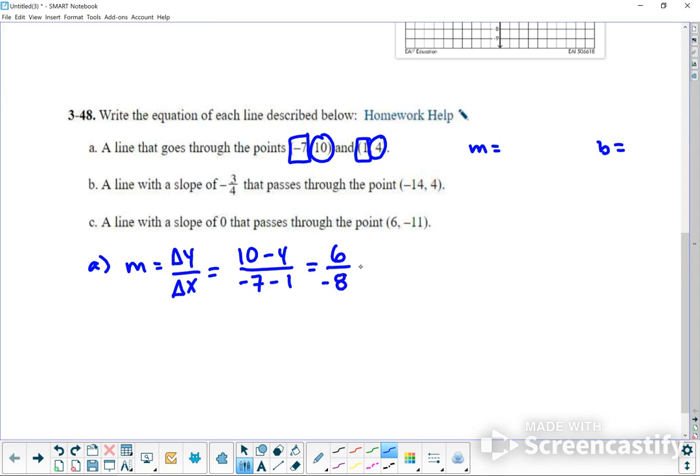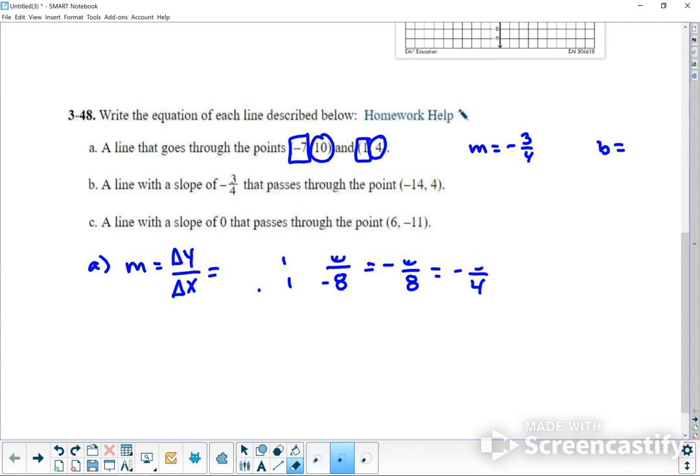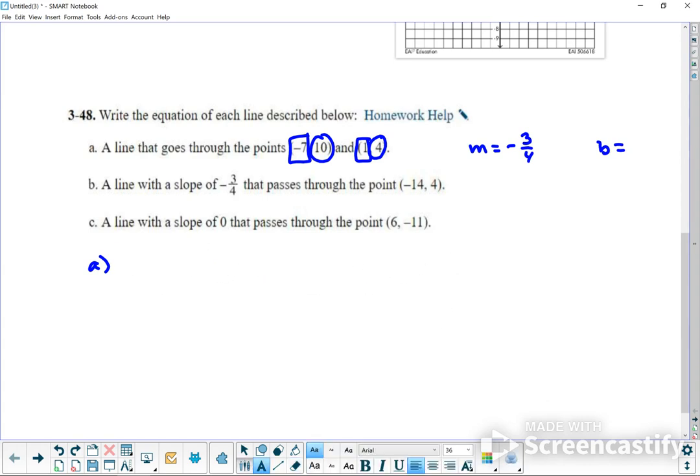So your slope is -6/8, or we can reduce that to make it smaller. So divide 6 and 8 both by 2. 6 divided by 2, we get 3. And 8 divided by 2, we get 4. So my slope is going to be negative 3/4. Okay, that's what I'm going to use for the slope. Okay, for the y-intercept, I have to do the double y equals mx plus b method. So I have to start with y equals mx plus b, and also y equals mx plus b.